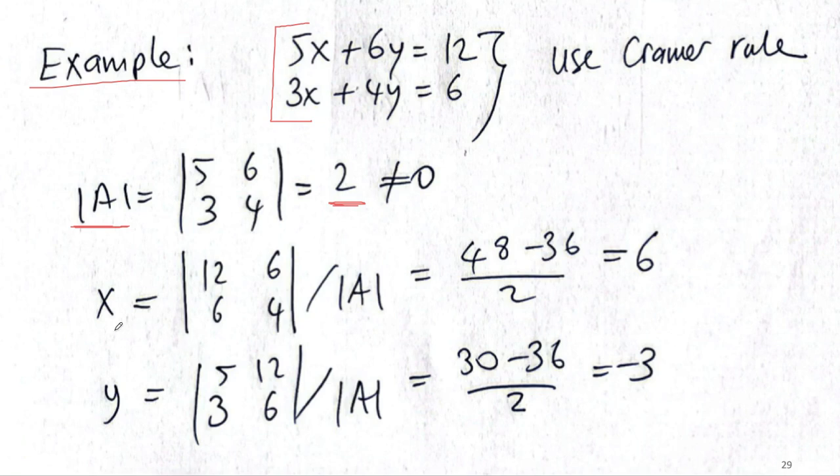For X, you substitute the first column by 12 and 6 here, and then take this ratio, and we get 6. For the Y variable, the second column should be replaced by 12 and 6, and then divide by the determinant of A, and this will give us -3. So this solves the system using Cramer's rule.